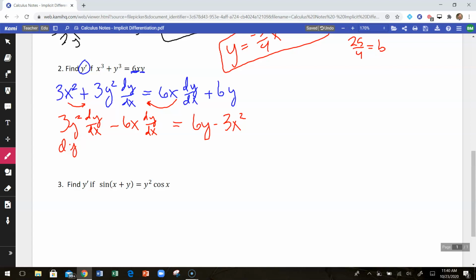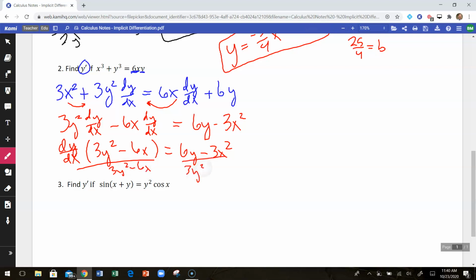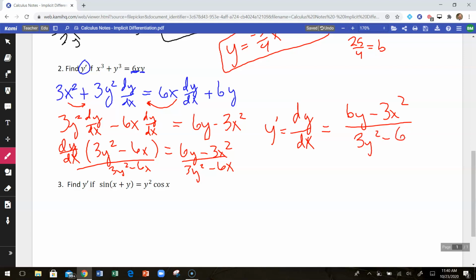So I've gotten the stuff with dy dx on one side, the stuff without dy dx on the other. Your next step would be to factor out the dy over dx. So I would have 3y squared minus 6x, and then equals 6y minus 3x squared. And then I can divide by the 3y squared minus 6x on both sides. And so dy over dx, or y prime, however you want to think about that, doesn't matter which notation you use, is equal to 6y minus 3x squared over 3y squared minus 6x.